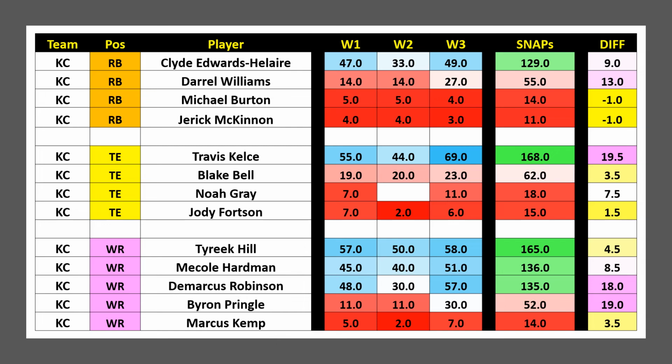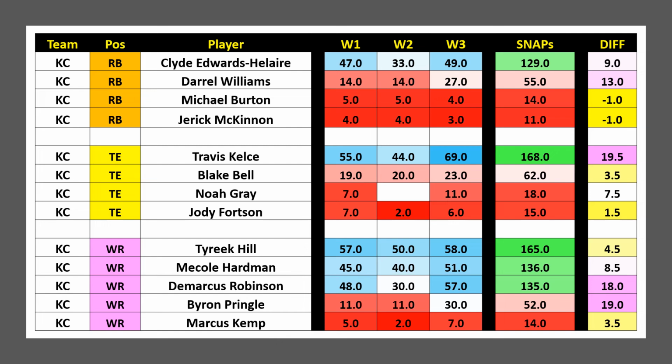I guess Kelsey 69. That's good to see. Nice number there. Bell is probably the second choice. He's the handcuff to Kelsey. Maybe worth an add on a deep bench. Think I might.